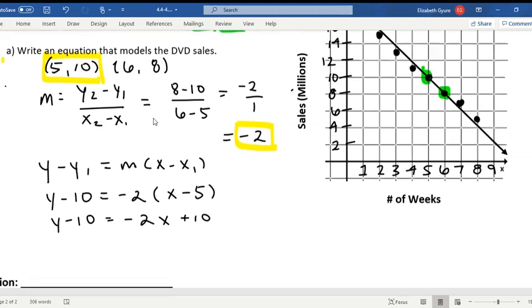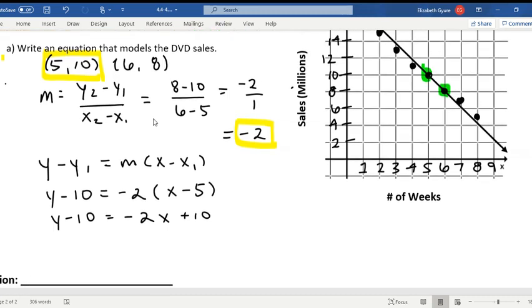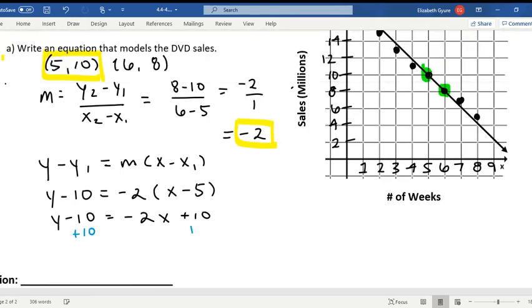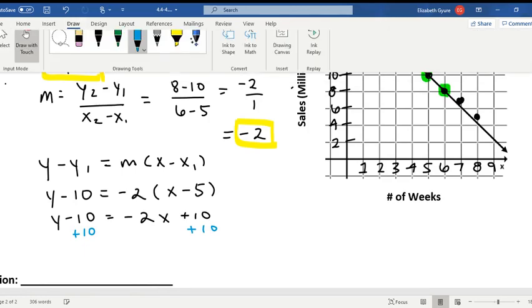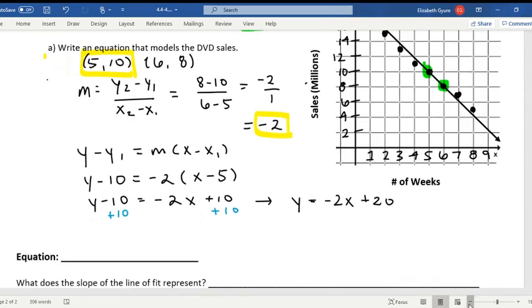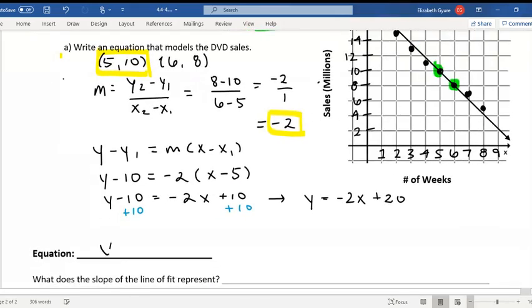And then somebody else, what is my last step with this? Add 10 on each side. So I am going to add my 10 on either side. Yep. And I should get y equals -2x plus 20. And that is my equation. So put that on your line. Y equals -2x plus 20.